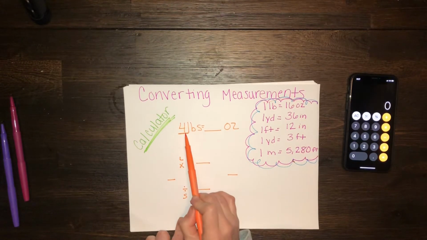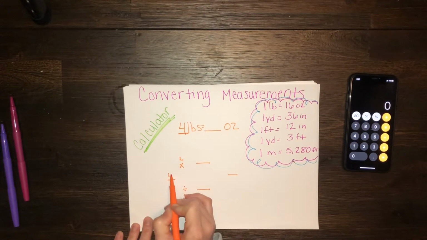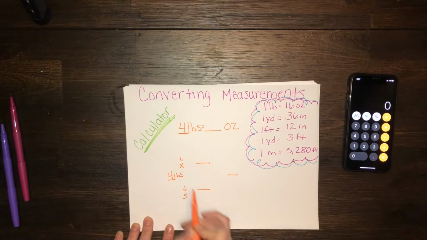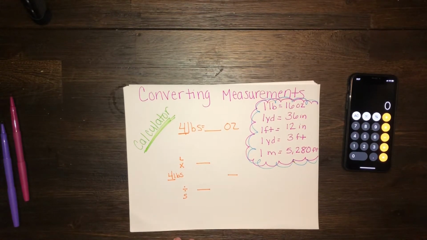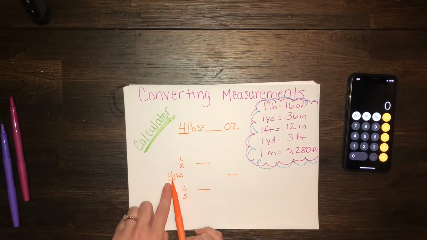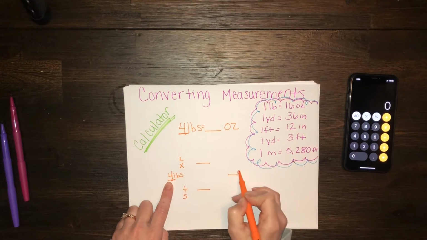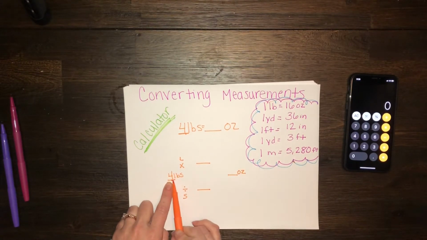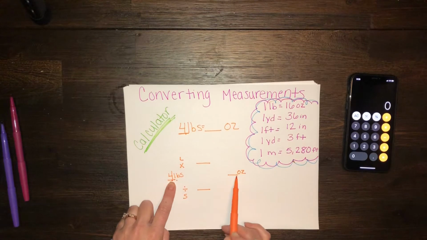Now I know that I have 4 pounds, so I'm going to put 4 pounds right here. That's my starting point, just like you read. So you're going left to right. So I know 4 pounds. I have to decide, is 4 pounds, and I need to get to ounces. So ounces goes here. So I need to decide, is pounds heavier than ounces?